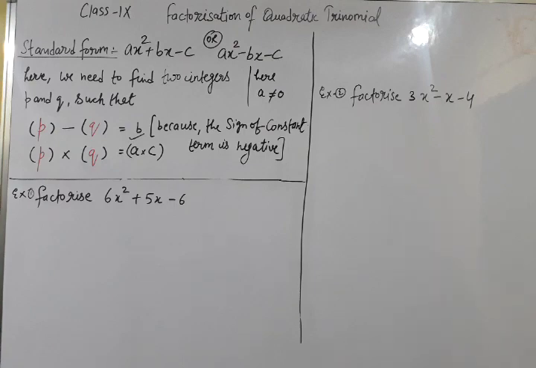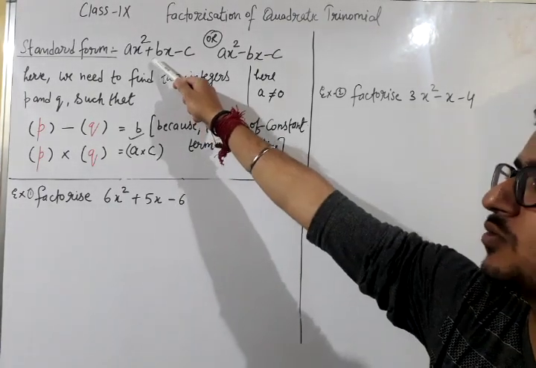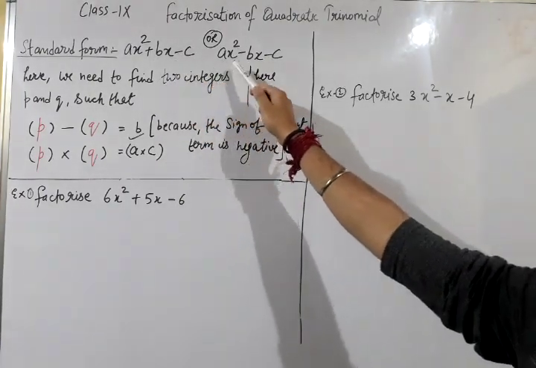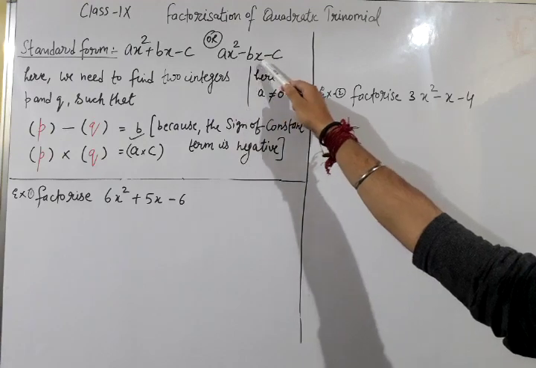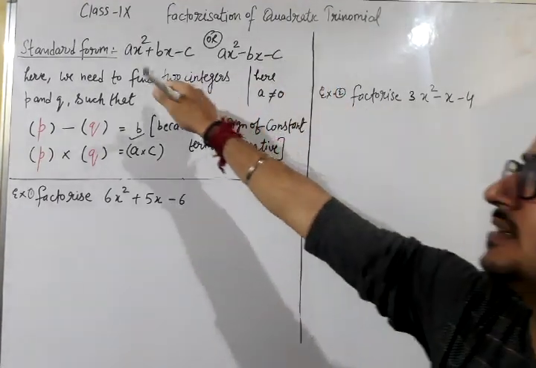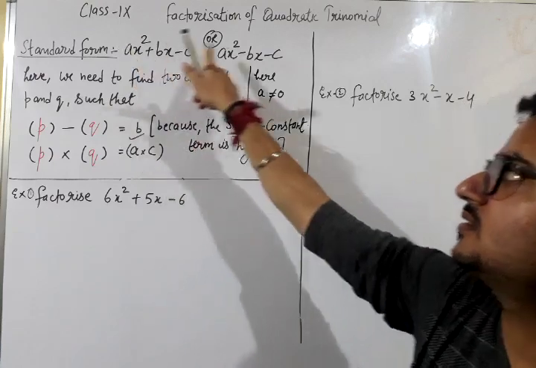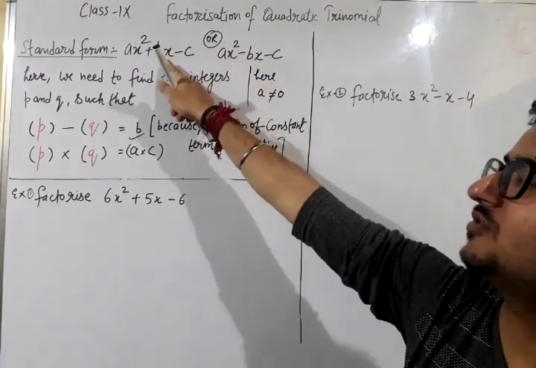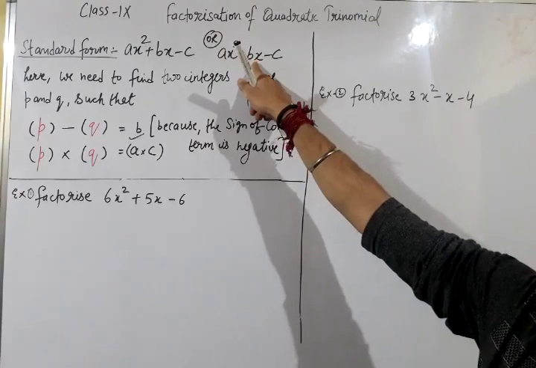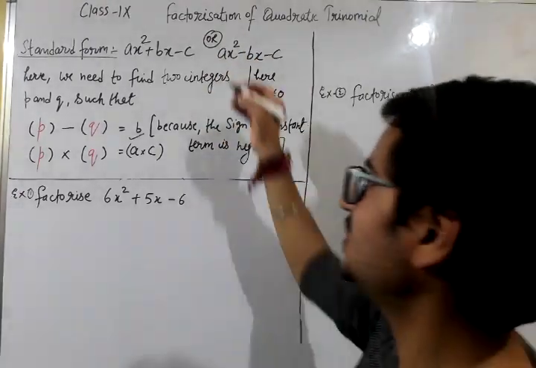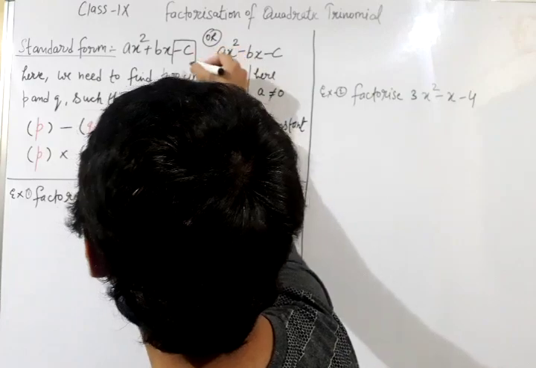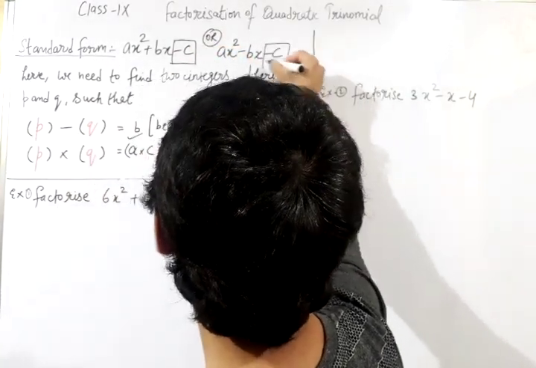We are studying polynomials and our today's topic is factorization of quadratic trinomial of the second kind. The standard form of this kind of quadratic trinomial is ax square plus bx minus c or ax square minus bx minus c. Either this is plus or minus, means the sign of the middle term either positive or negative, but the sign of the constant term is always negative. It is negative here and it is negative here.